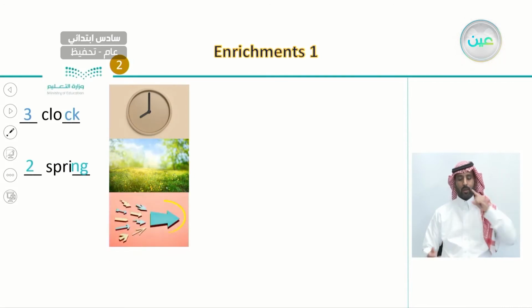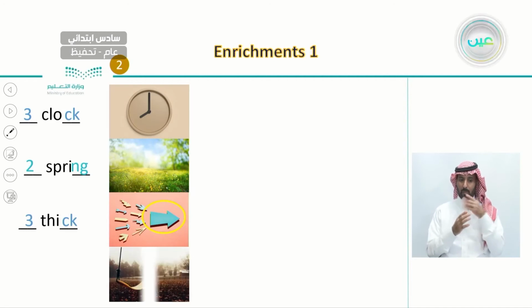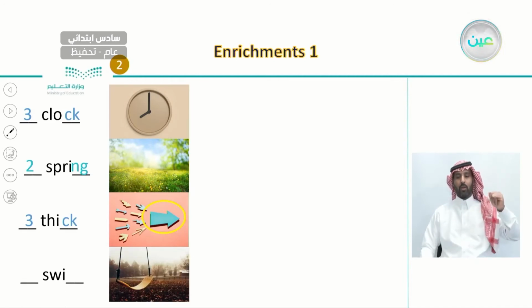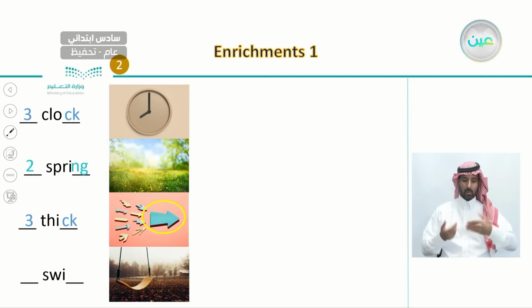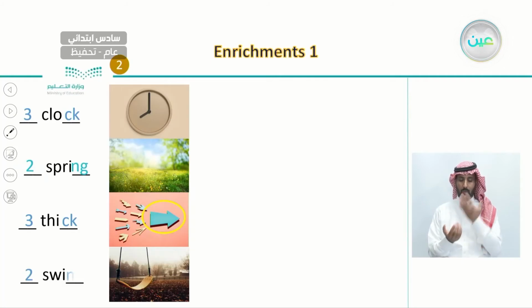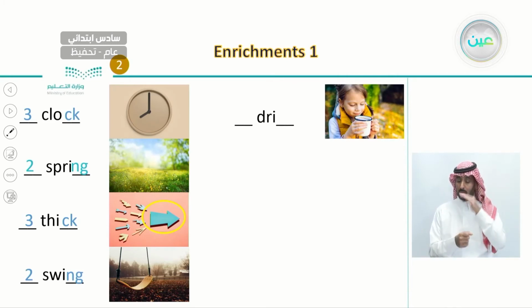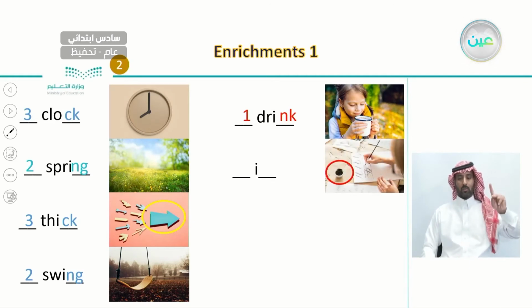And if we have a look at the third one, what is it? It is a thick arrow. And if we have a look at this one, what do we call this game that we always like when we play or when we go to parks? It is a swing. Now, in the other picture here, what is this girl doing? She is having a drink. And also, what is this? The black one, in the black color, it is an ink.